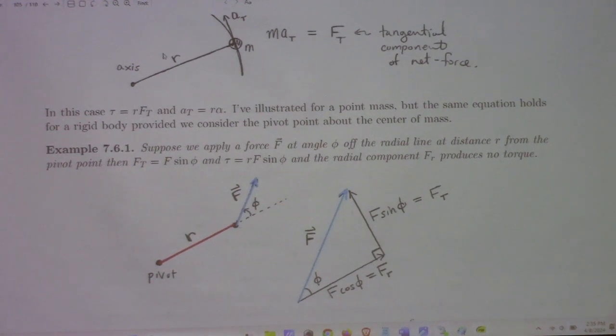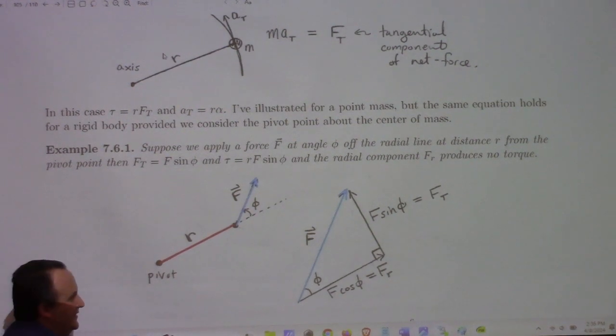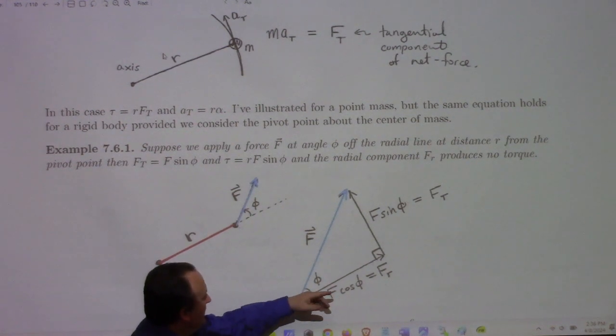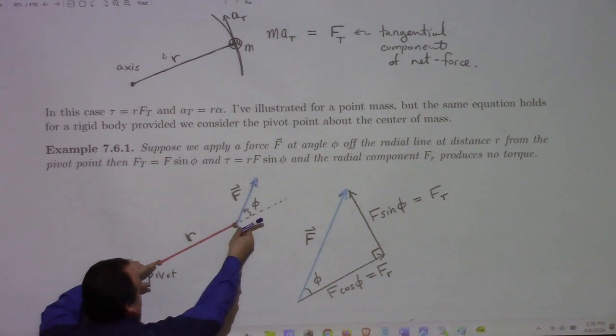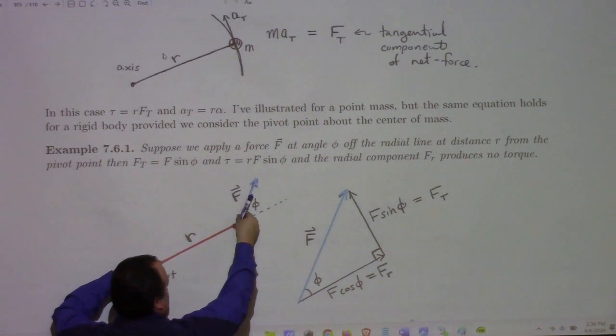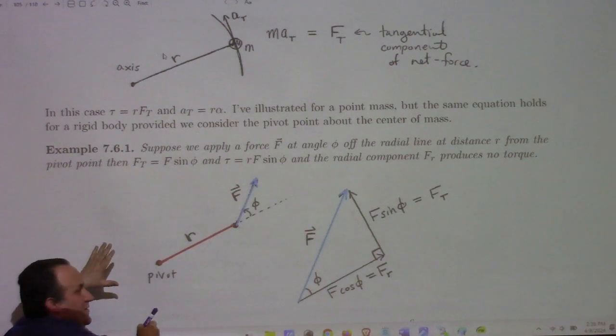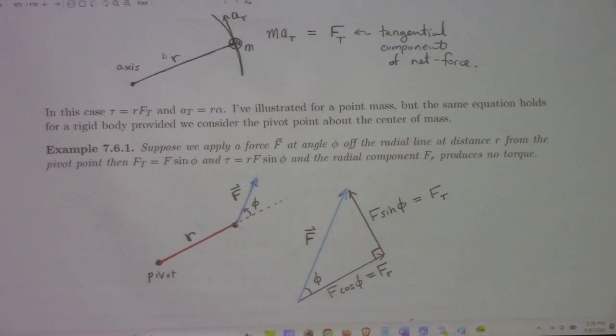So if you just care about the magnitude, you just need to calculate the distance, the force applied, and then times the sine of the angle between the force and the radial arm, right? It's the angle between the force and the radial arm that matters. That's what tells you how much of the force is actually perpendicular to the radial arm.